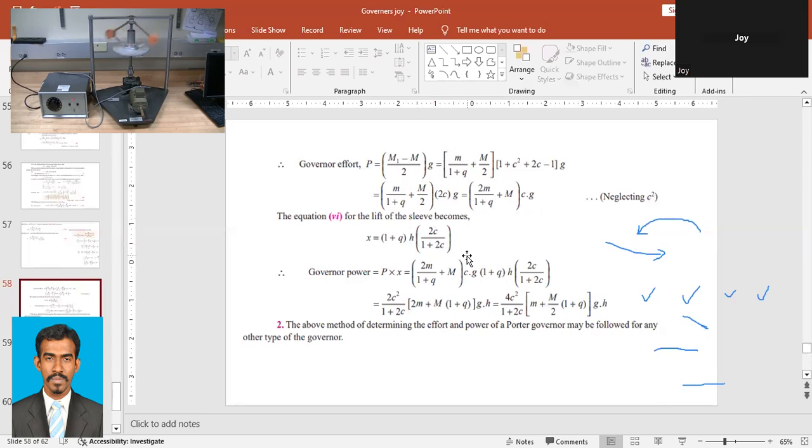And the governor power, right? So this is governor effort, this is sleeve lift. Governor power is equal to this into this, P into x. So P we have 2m upon 1 plus q plus m, into cg, and this term into x, I have 1 plus q into h into 2c upon 1 plus 2c. So if alpha is not equal to beta, this is a formula.